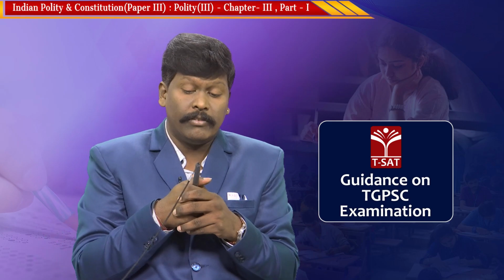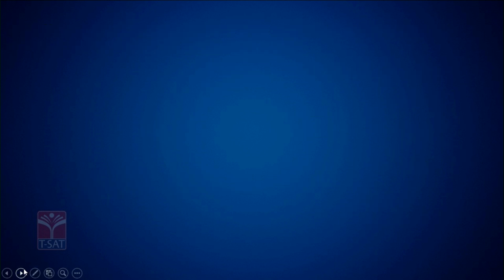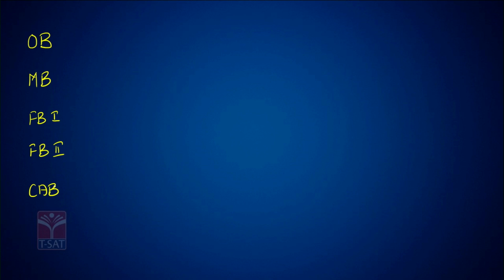But the question is, how are they different from each other? Let us see how they are different. Firstly, I will put it in a short form: ordinary bill, money bill, financial bill type 1, financial bill type 2, constitutional amendment bill.